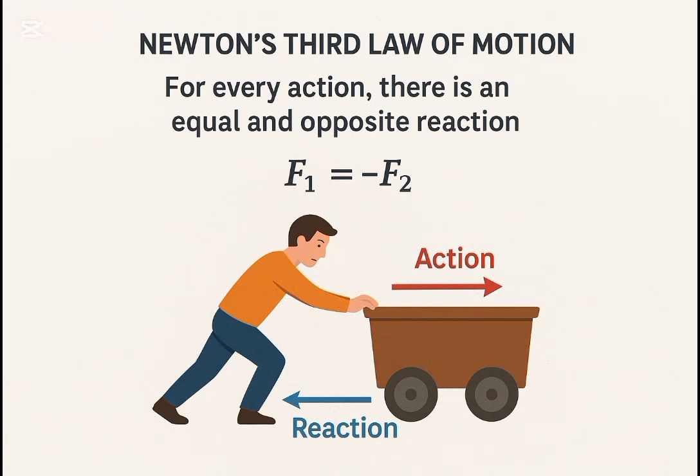Let's understand this with our diagram. Here you can see a person pushing a cart. The force applied by the person on the cart is the action force. At the same time, the cart pushes back on the person with an equal force in the opposite direction. That is the reaction force. Even though both forces are equal in magnitude and opposite in direction, they act on different objects, which is why motion becomes possible.